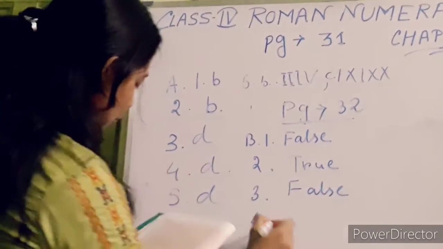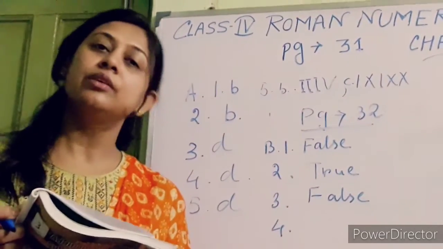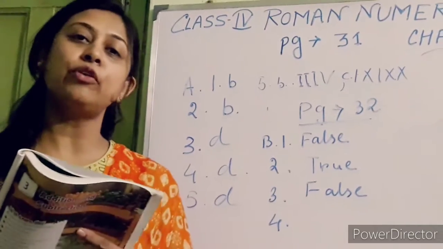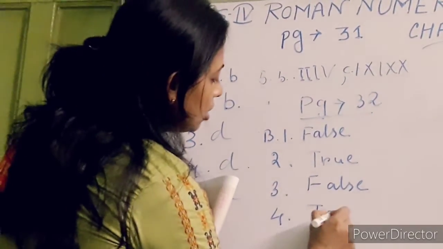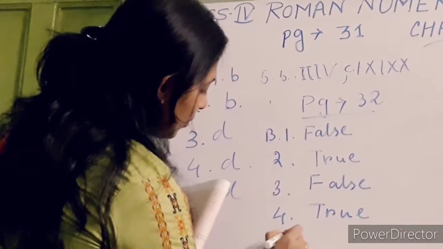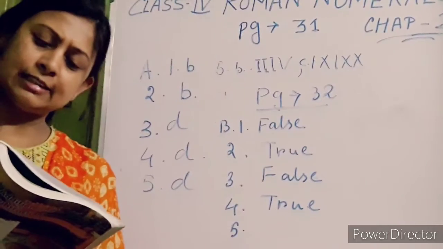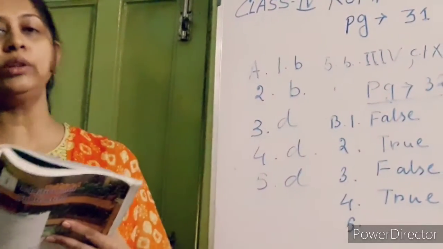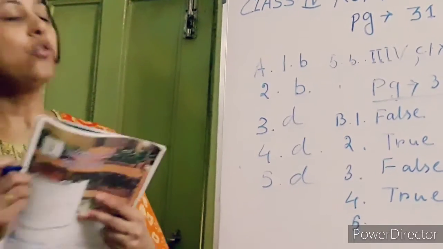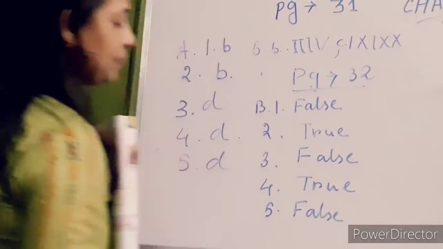Number 4. In Roman numerals there is no symbol for 0. Yes, there is no symbol for 0 in the Roman numeral system. So this one is true. Number 5. The numeral 40 is represented as XXXX. No, you cannot repeat X more than 3 times. So this one is false. Clear?